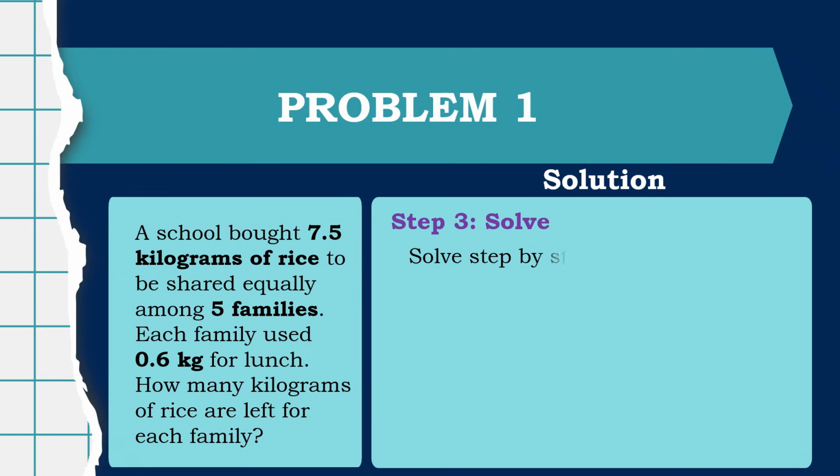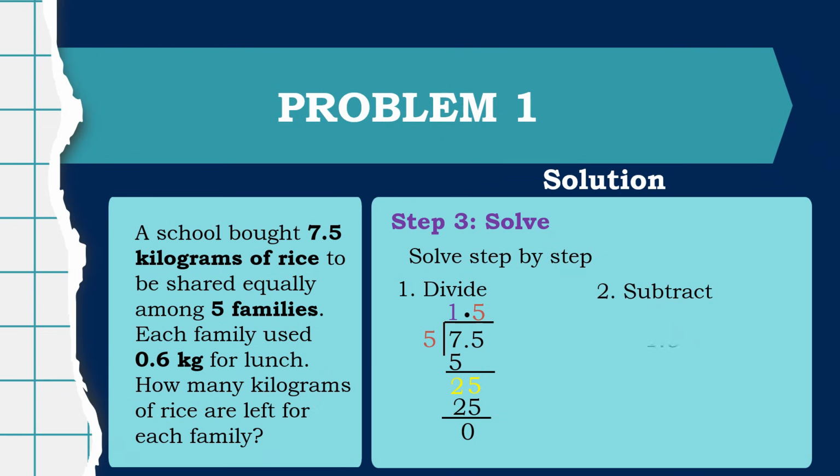Let's solve the problem. So we're going to solve this step by step. Step 1, divide. 7 and 5/10 divided by 5. So in dividing a decimal number by a whole number, first we are just going to copy the decimal point from our dividend into our quotient. Then divide as usual. 7 divided by 5 is equal to 1. 1 times 5 is equal to 5. 7 minus 5 is equal to 2. Bring down 5. 25 divided by 5 is equal to 5. 5 times 5 is equal to 25. 25 minus 25 is equal to 0.